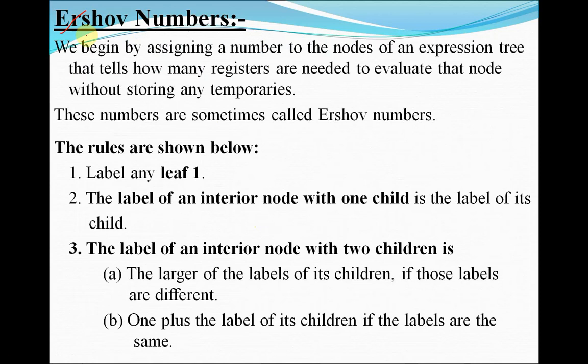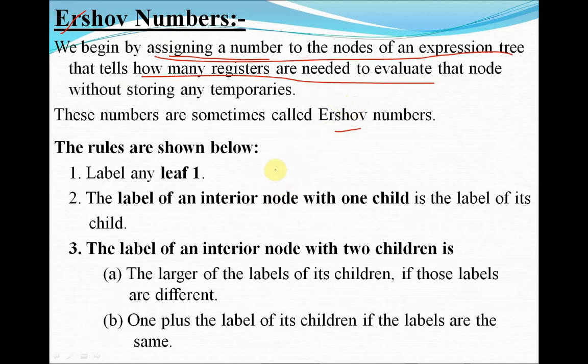So first we will see what is the Ershov number. We begin by assigning a number to the nodes of the expression tree. That means we will take the expression tree, and for each and every node of the expression tree, we will try to assign a number that tells how many registers, minimum registers, are needed to evaluate that node without storing any temporaries. This number is called the Ershov number for each node of the syntax tree, as shown below.